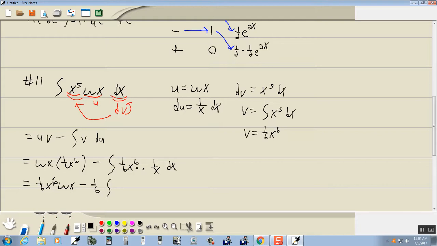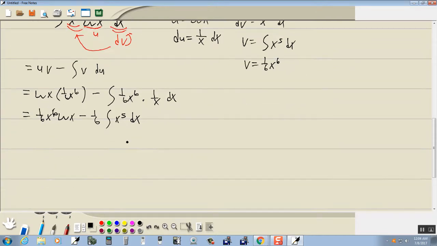Now the nice part about this is x to the 6 over x gives us x to the 5th. And then it just becomes a normal integration. So we got 1/6 x to the 6 natural log of x minus 1/6, add 1 to the power divided by the new power, and that gives us 1/6 x to the 6, and I'll put a plus c. So that gives us 1/6 x to the 6 natural log of x minus 1 over 36 x to the 6 plus c.